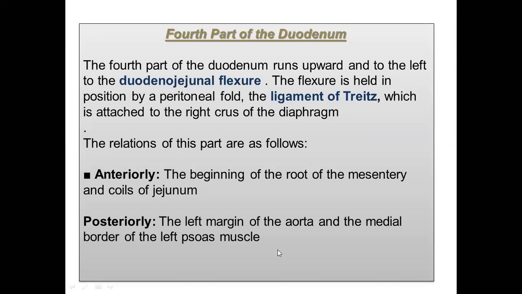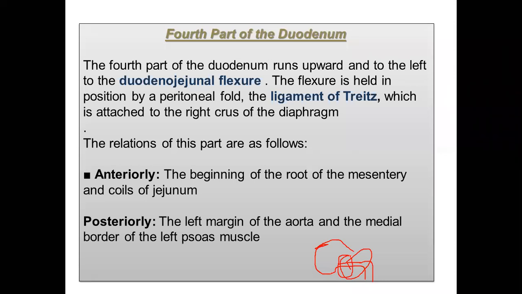So if I explain to you, if this is the duodenum, the first part, the second part, the third part, and the fourth part, and when it becomes continuous with the jejunum here, this portion is forming a flexure. Because this portion is turning downwards into the jejunum, it will form a curvature. So this whole space is basically the duodenojejunal flexure.